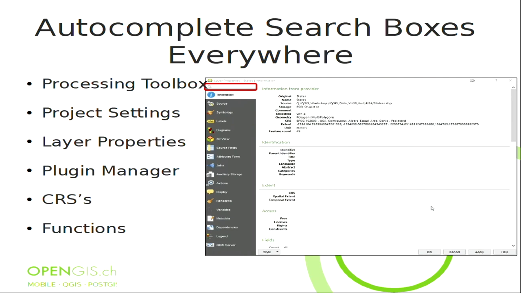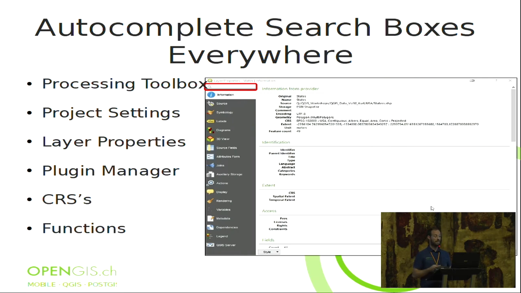We added, as in the locator I mentioned, autocomplete. Basically everywhere the search box is now autocomplete. We do have search boxes so that it makes it easier to find things. Meanwhile, we have a lot of settings, a lot of information. So at times it is just much easier to go to the layer properties form and just search for whatever I'm looking for, CRS or plugin manager or so on. So much, much quicker to get whatever we are looking for there.